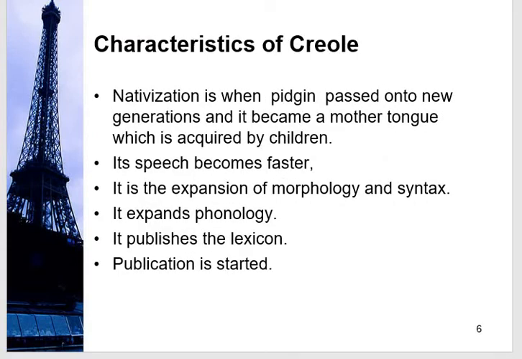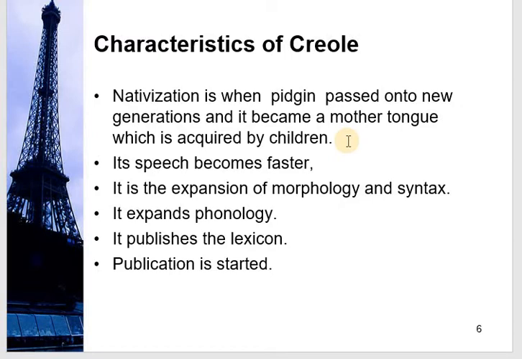Characteristics of Creole. Nativization is when Pidgin is passed on to new generations and becomes a mother tongue which is acquired by children. Nativization means that it becomes the native language, the mother tongue of the children. When that Creole community expands, they establish that Creole at standard patterns. Its speech becomes faster. When it gets uniformity, it becomes faster and fluent.